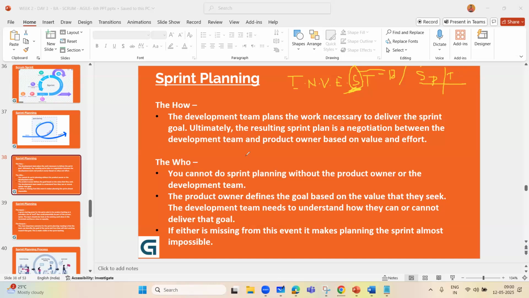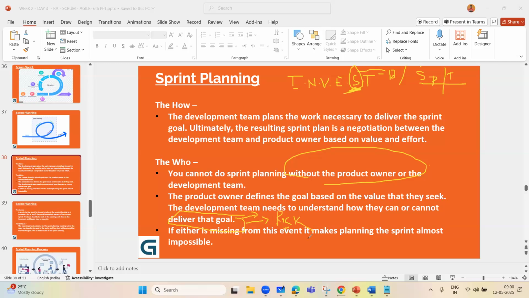And the who part says that you cannot do sprint planning without the product owner or the development team. These people have to be part of the sprint planning meeting. The product owner defines the goal based on the value that they seek. The development team needs to understand how they can or cannot deliver the goal. That has to be very clear: is there any dependency, uncertainty, or any risk that requires to be highlighted, so that everyone will be on the same page.